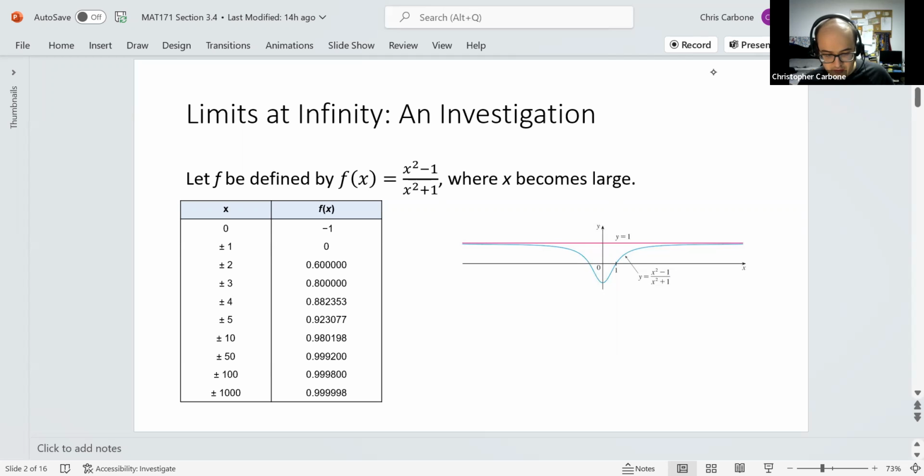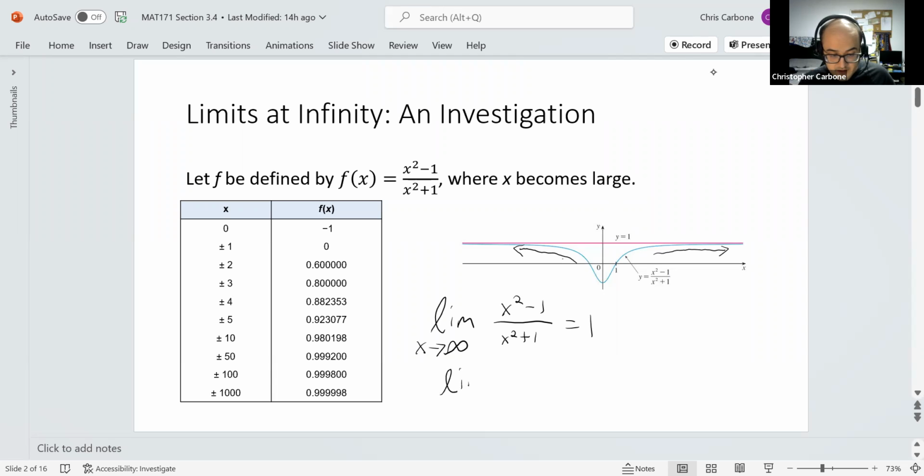The blue curve is our graph, and you can see it approaching positive one on the right as we let x be large. And if we let x be large negatively, we can see that the function is approaching 1 as well. So because of that, we can say that the limit as x approaches infinity, meaning x becomes very large, of x squared minus 1 divided by x squared plus 1 approaches the value of 1.